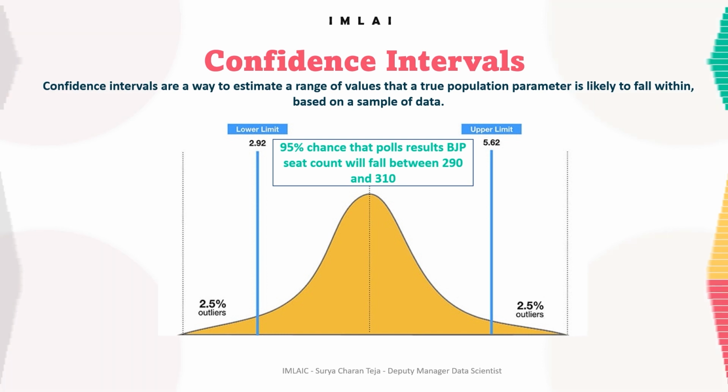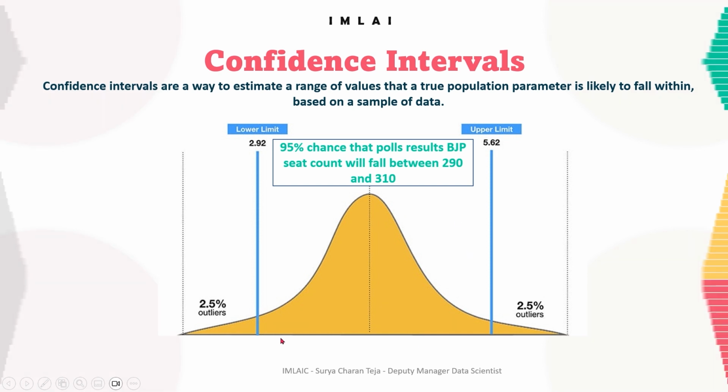So now, let's take this example. We have done our sampling and we got an average of 300. Let's take this as our average: 300 seats that BJP is going to win in the 2024 election. That's the output we got from our exit polls. Then exactly at the center is the average, 300 seats for the BJP. Then we got the standard deviation, with one standard deviation of 10.